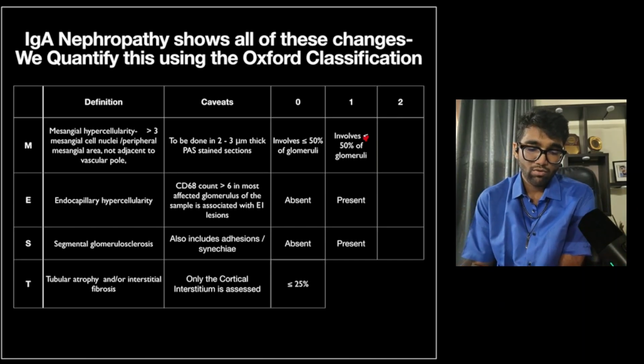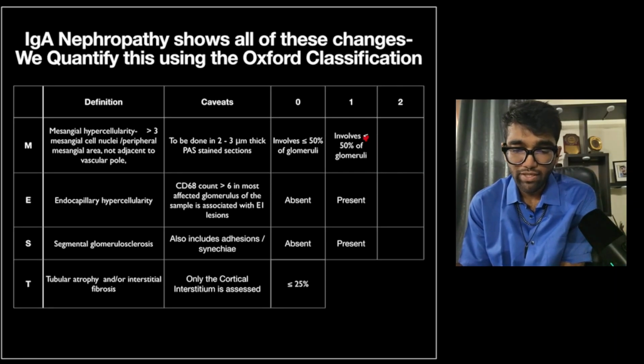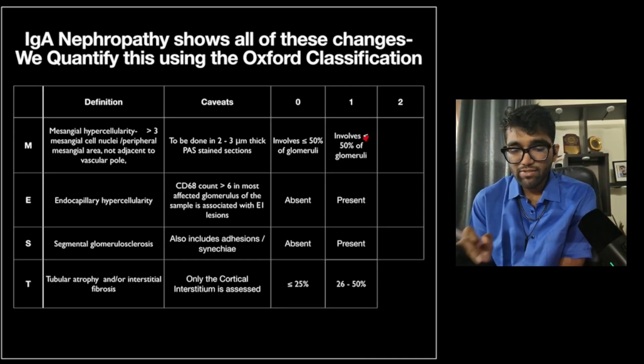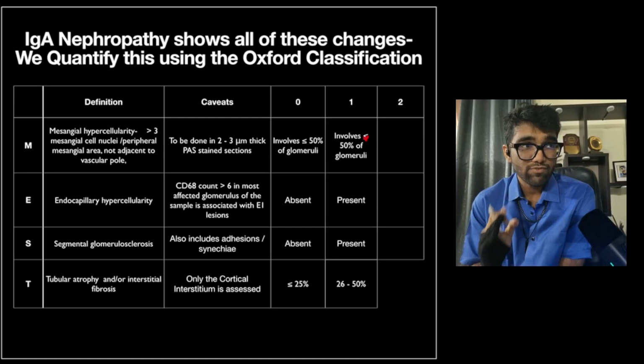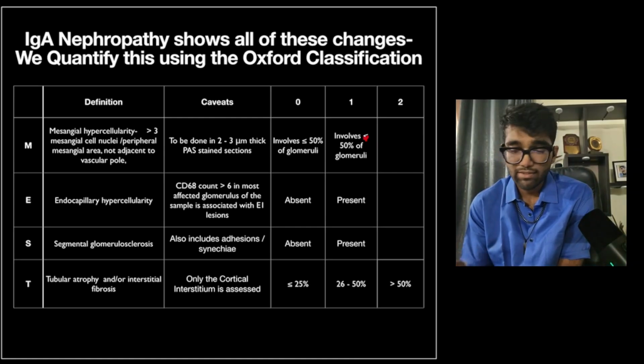Okay. Now, if less than or equal to 25% of the interstitium shows tubular atrophy, that is to be expected. It's not a big deal. If it is between 25 and 50%, then we give it a score of 1. And if it is more than 50%, that is a score of 2.